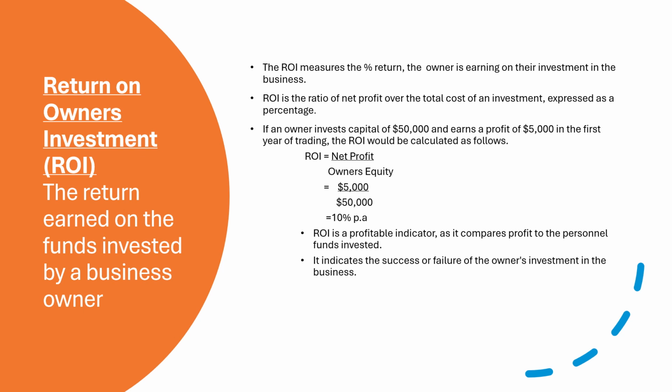Return on investment shows the percentage profit an owner earns from their investment in the business. It's calculated by dividing net profit by the total investment cost and multiplying by 100. In this example, the net profit is $5,000 and owner's equity is $50,000. So the ROI is 10% per annum. ROI helps assess how successful the owner's investment has been by comparing profit to the amount of personal funds invested.